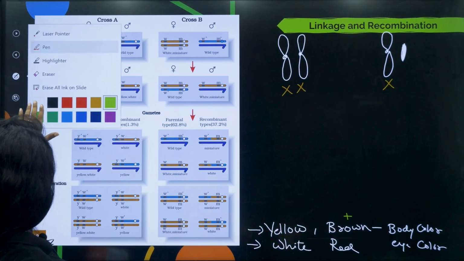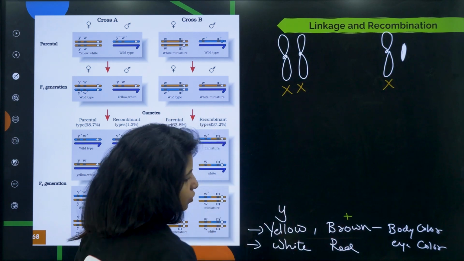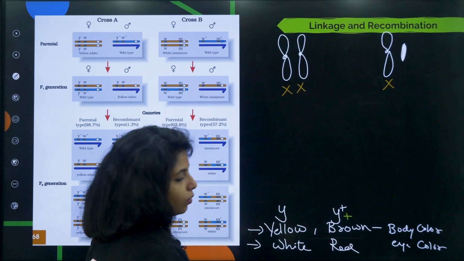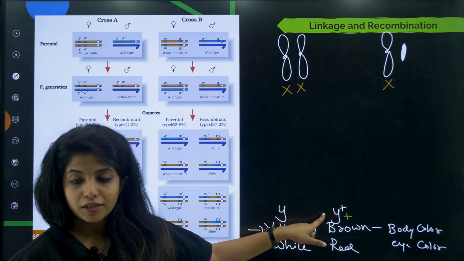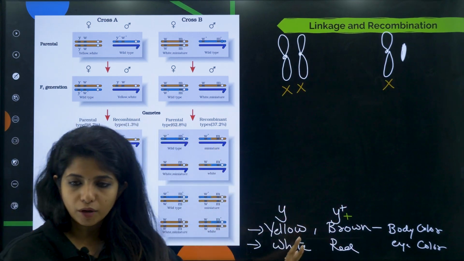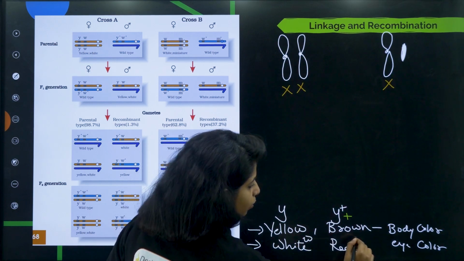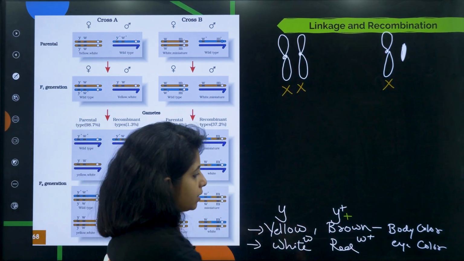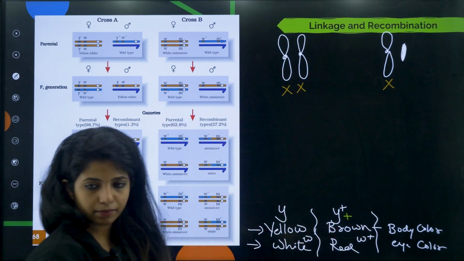So how can I represent this? I need allele notation, right? So for yellow I show it with small y, for brown I show it with y plus. The recessive trait takes the first letter, which is something different, but it was done like that. The plus sign I am putting for the dominant. Similarly over here, white is a recessive trait, so I am taking w, and over here it will be w plus. So this is one pair of genes, and this is another pair of genes.